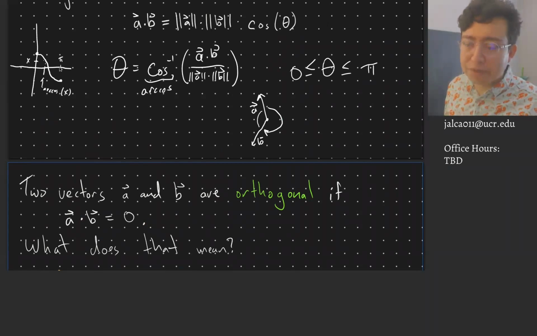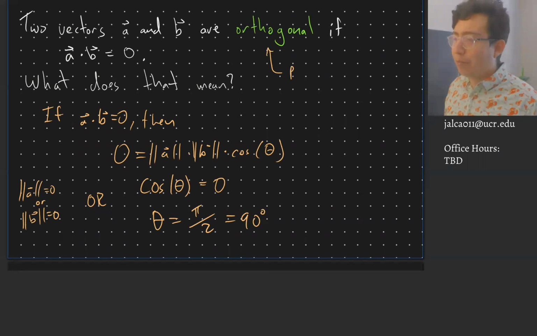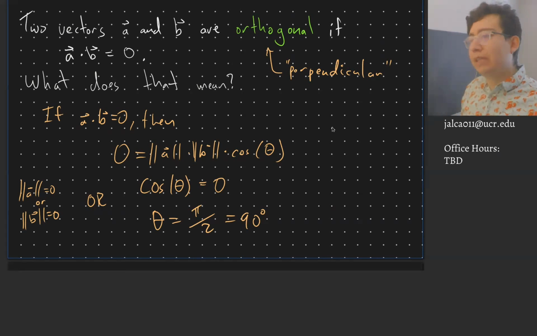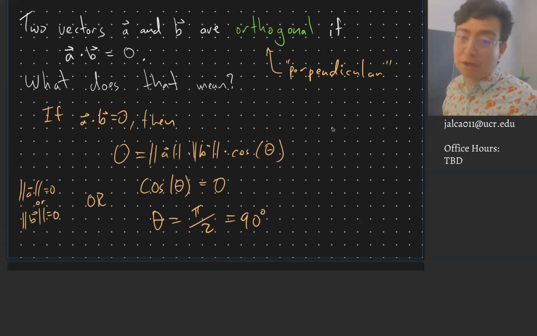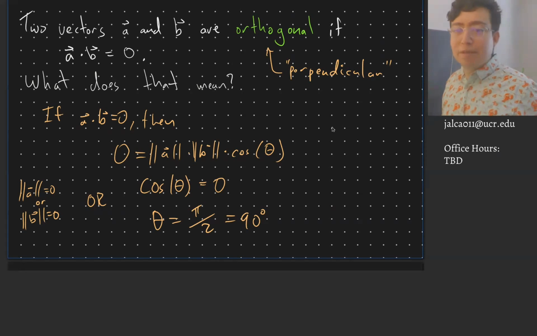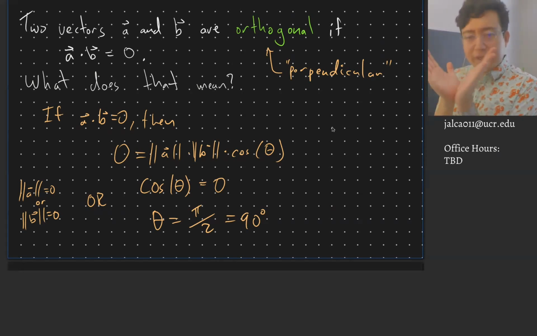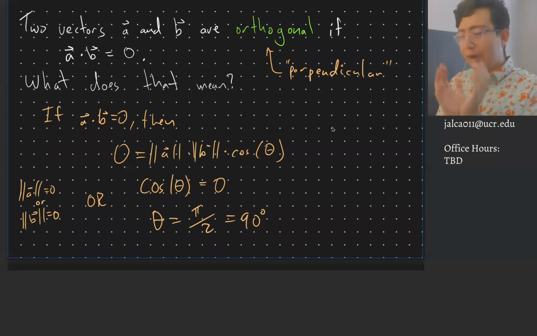So orthogonal in vector land is basically just a synonym for perpendicular. Okay, so we have a new word for perpendicular. Typically perpendicular is talking about lines. If we're talking about vectors, then we say orthogonal. Okay, but intuitively that's the same thing. They form a 90-degree angle. They form a right angle. Okay.